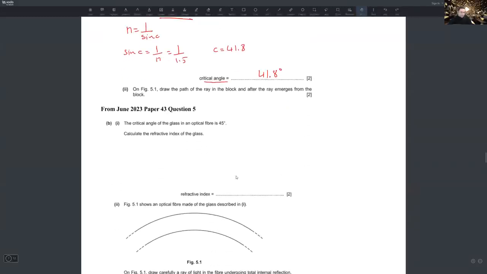Let's go. June 23, paper 43. The critical angle of a glass in an optic fiber is 45 degrees. What is the refractive index? It's the same question but reversed. Now he wants n. So we're just going to say n equals 1 over sine C, 1 over sine 45. That's 1.4. Yeah.